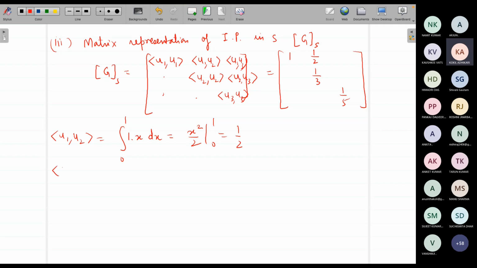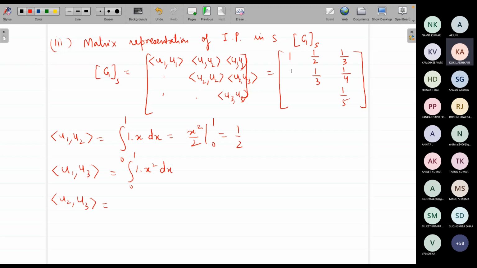What about ⟨u1, u3⟩? 1 by 3. So this should go here. What about ⟨u2, u3⟩? 1 by 4. So the rest of the components you can build yourself.